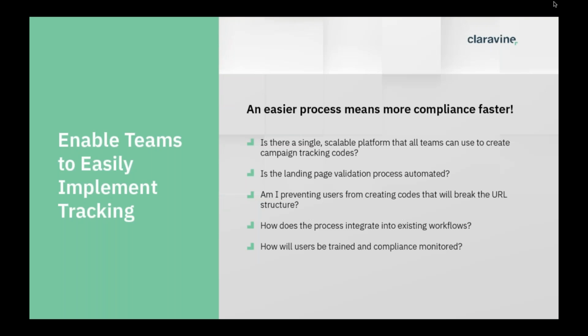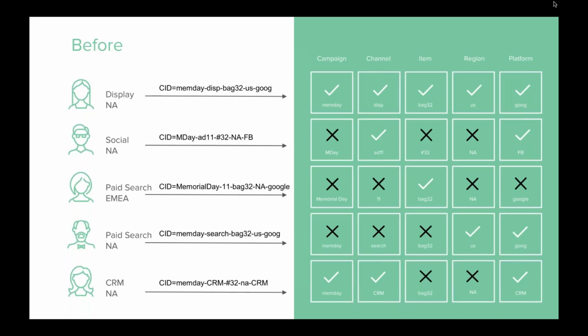So we did this through the use of the Claravine platform, which is a cloud-based platform that has individual user logins, and we were able to monitor the fact that the right people were creating the codes that we expected, how often they were doing so, and that those were all coming into the right format. And we were able to have automated testing of the landing page URLs to make sure they were going to report properly into our analytics platform. So all of this translates to an easy process, which results in more compliance, which results in better data.